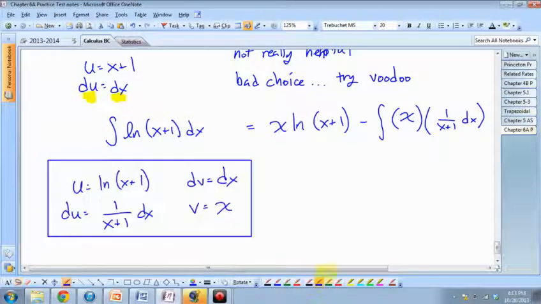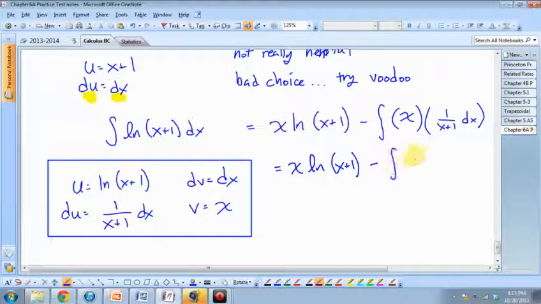Okay. Let's simplify that. x log x plus 1 minus antiderivative of x over x plus 1 dx. Let's see, can I use a u-substitution? Okay. What should u be? x plus 1. That makes du equal to dx.